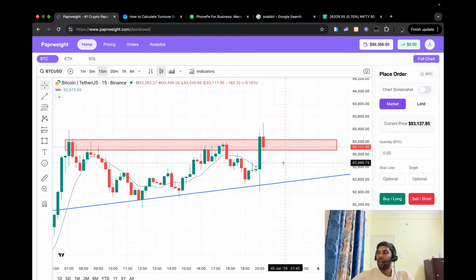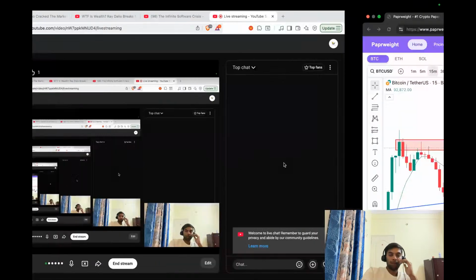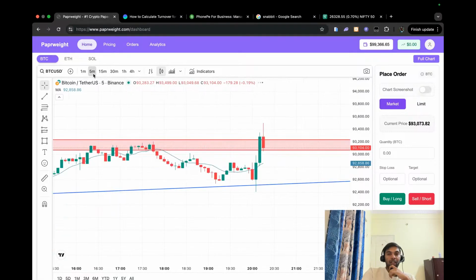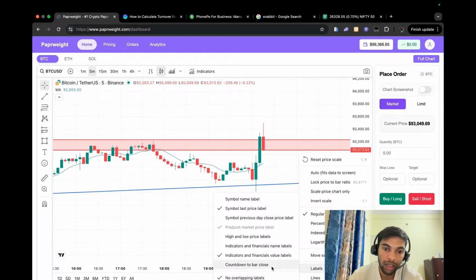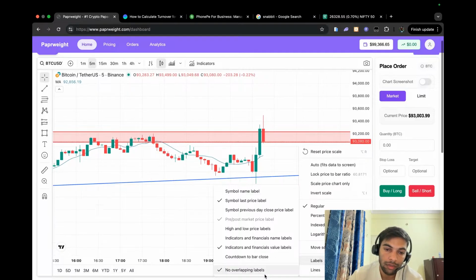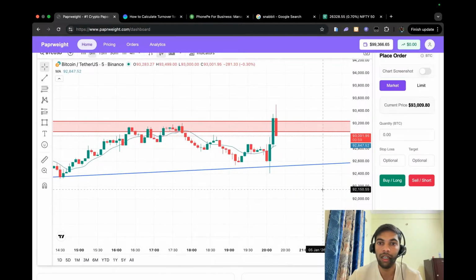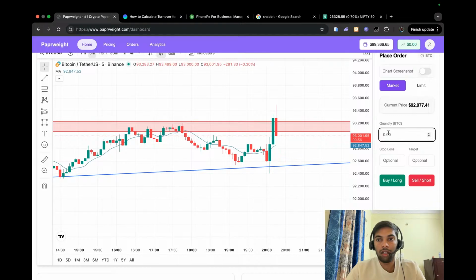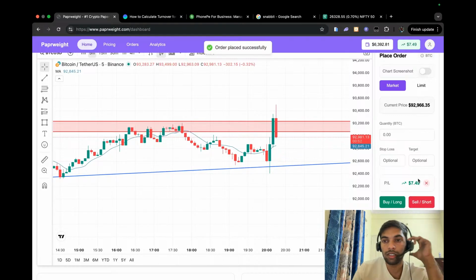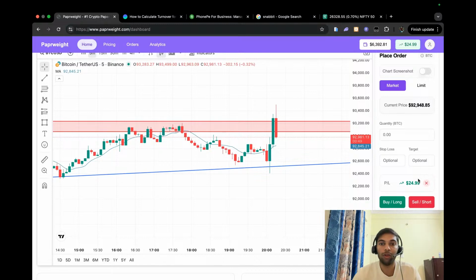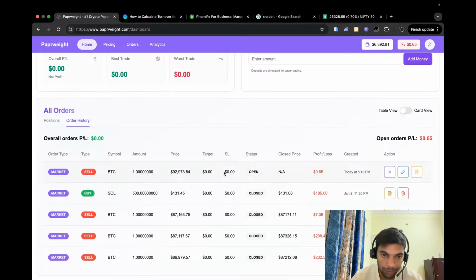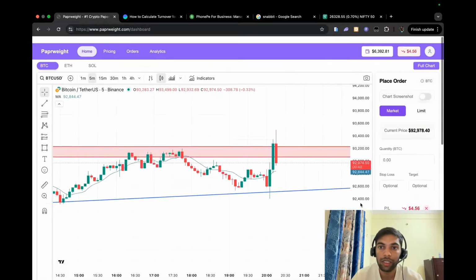So guys, you can just see. Okay, so we can find the opportunity. We know that most of the buyers are trapped. Now we can take advantage of the countdown to close the bars. We can take advantage of this candle and sell short. So I just implemented the trade in the downward direction, because I know that most of the buyers got trapped, and I took the position at 92,973.